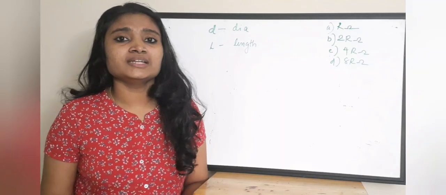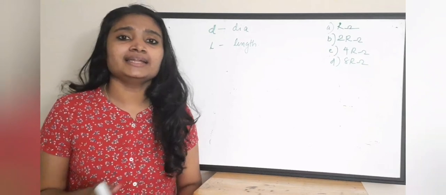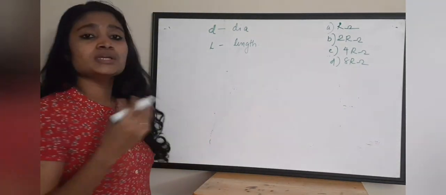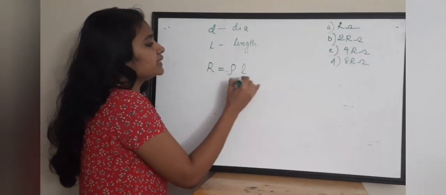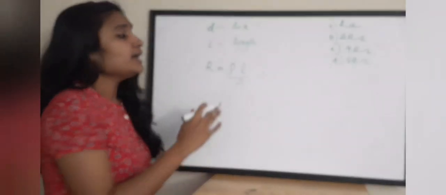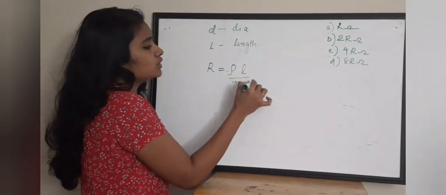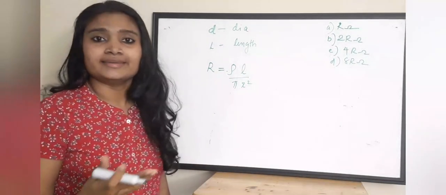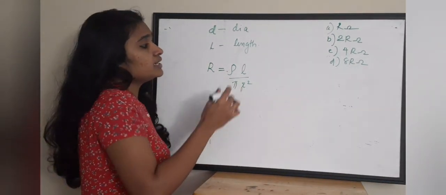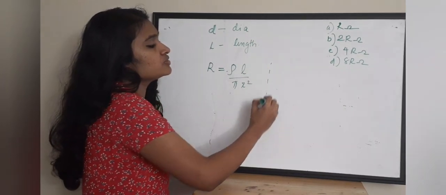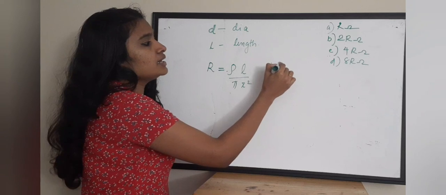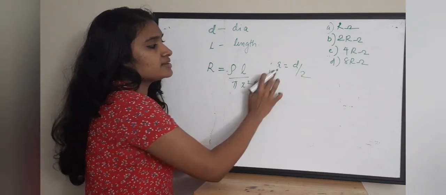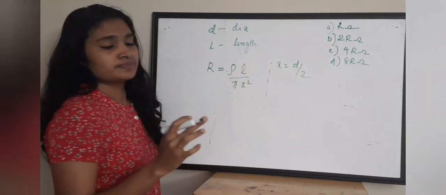In the question it is given that the diameter is D and the length is L. Okay, so the equation to find the resistance is R equals rho times L by A, where A is the area, and it is given by A equals pi r squared for a circular conductor. The area is pi r squared, right? And also we know the relation of radius r with diameter: r equals D by 2, where r is the radius of the conductor and D is the diameter.